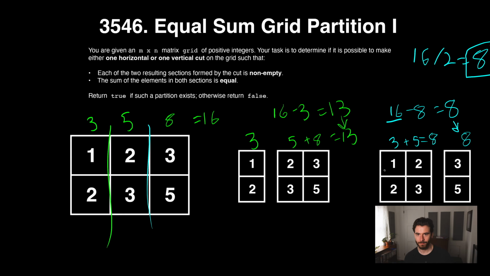So to recap, the first thing we want to do is determine the total sum of all values in the grid, and then we want to keep making partitions to that grid until we find a section that's equal to half of the total sum.